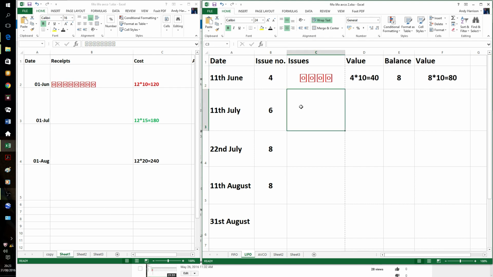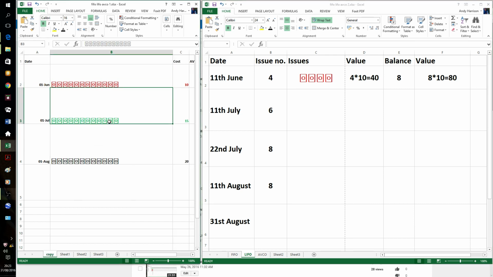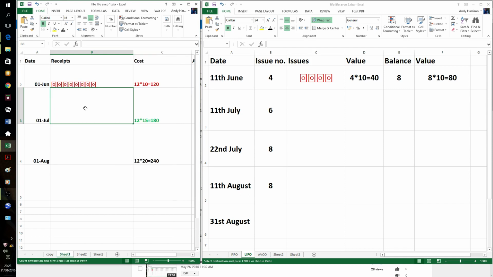So the 11th of July, well, that can be a little bit different, and this is where it will visibly get quite different, because by the 11th of July we've had our new lot come in, and this is where it changes. This is where it gets illogical. L for lazy, the lazy shelf filler in the supermarket.